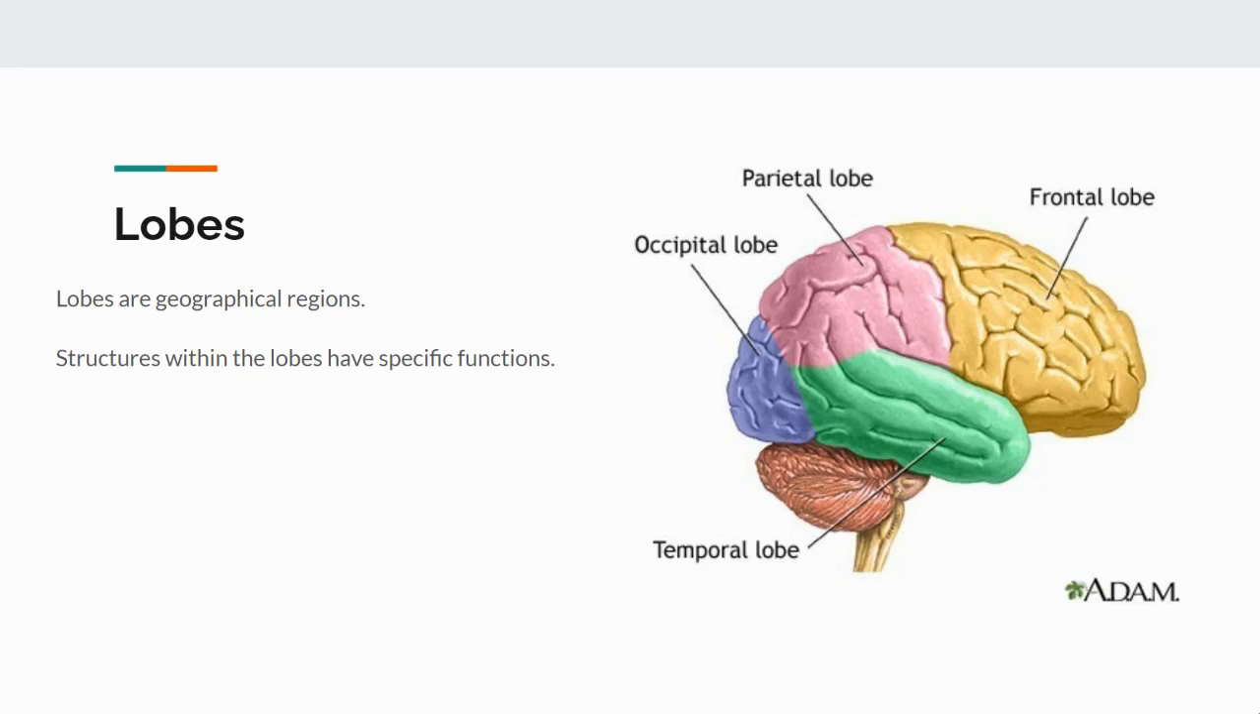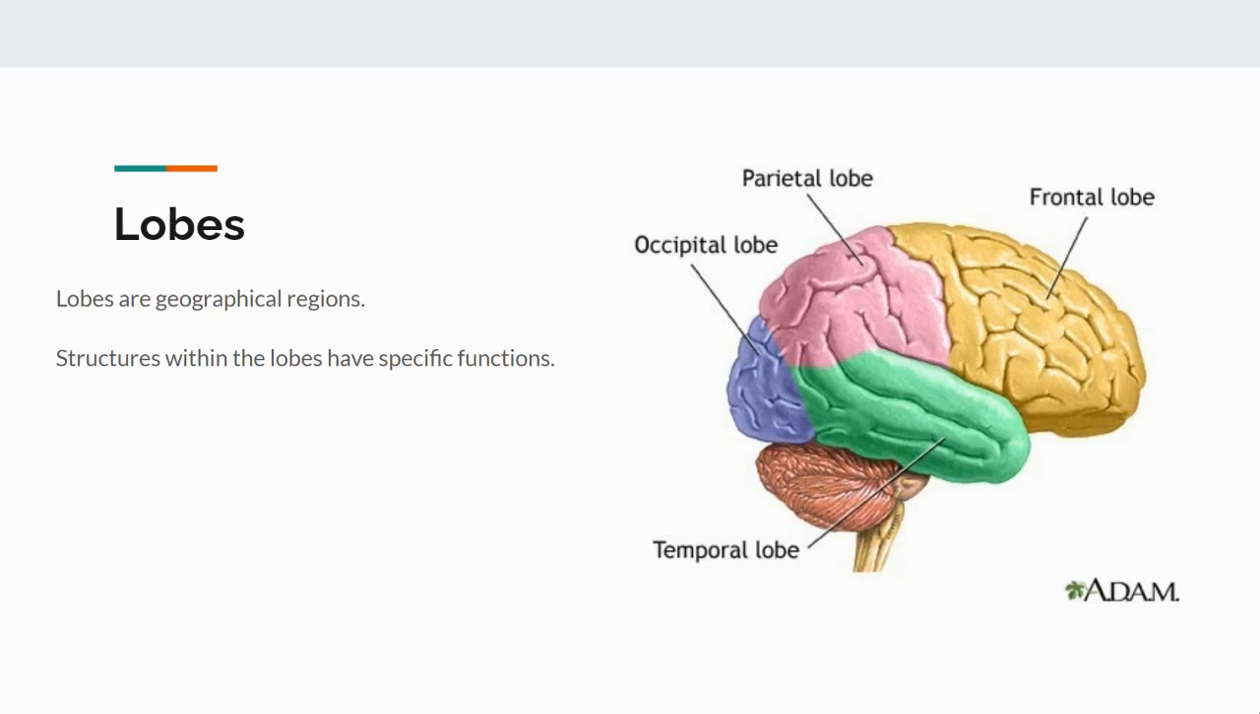So if we think about how the brain sits within the cranium, we can identify four major lobes or regions of the brain: the very large frontal lobe, the parietal lobe, the occipital lobe, and the temporal lobe. These lobes are named after the skull plates that they sit beneath. Please keep in mind that while the structures within the lobes share some common functions, the lobes themselves do not do anything.